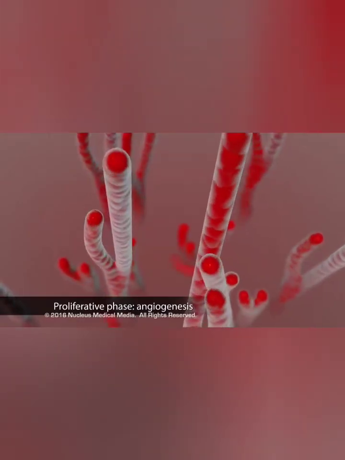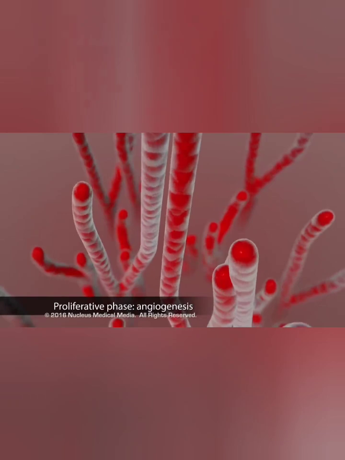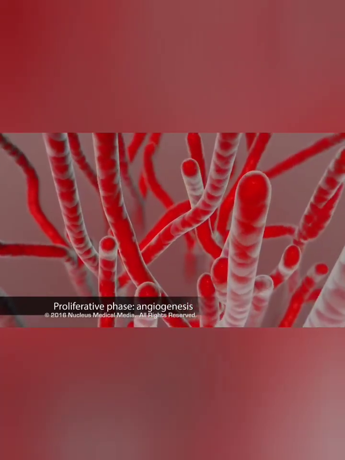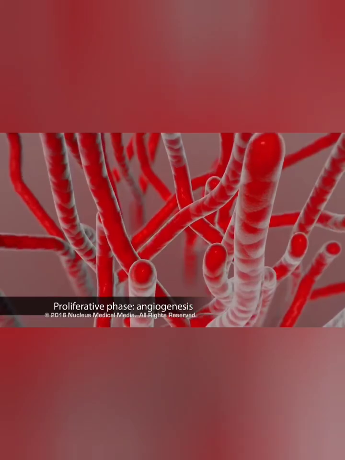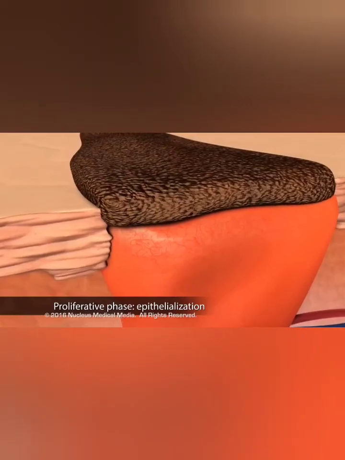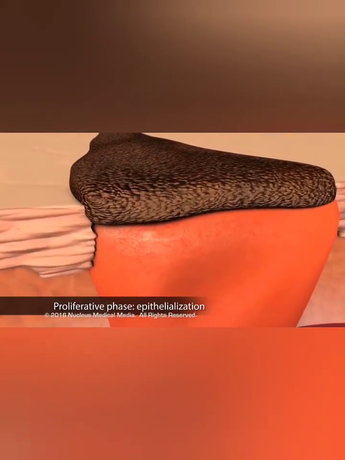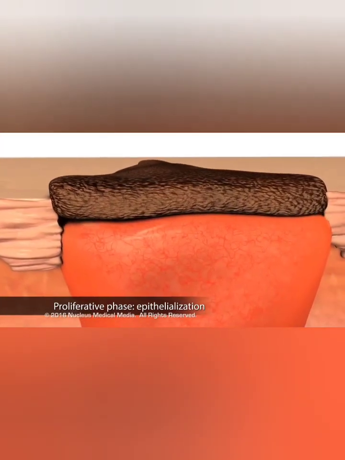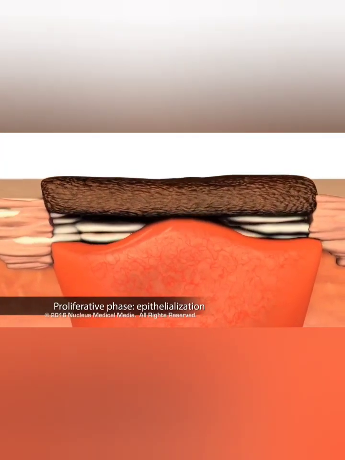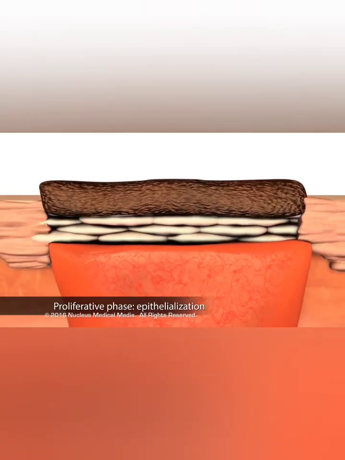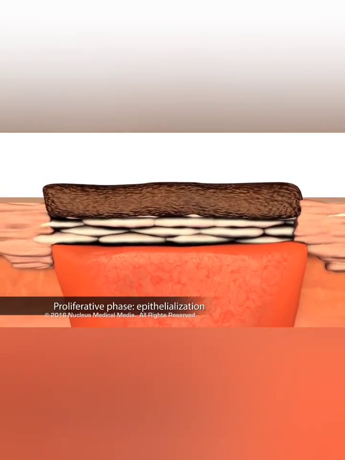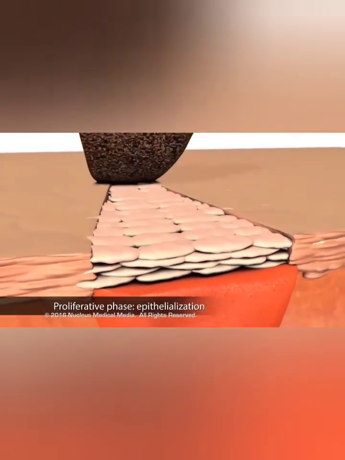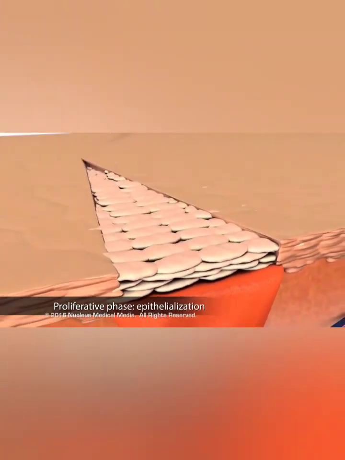Angiogenesis, or the growth of new blood vessels, begins almost simultaneously and supplies oxygen to the repairing cells. Epithelialization is the restoration of the protective skin barrier. Epithelial cells migrate from the margins of the wound, protected by the scab, until they meet. Eventually, the scab falls off.